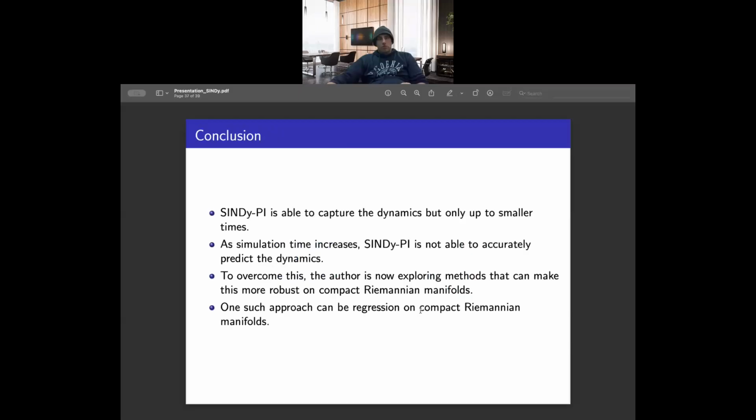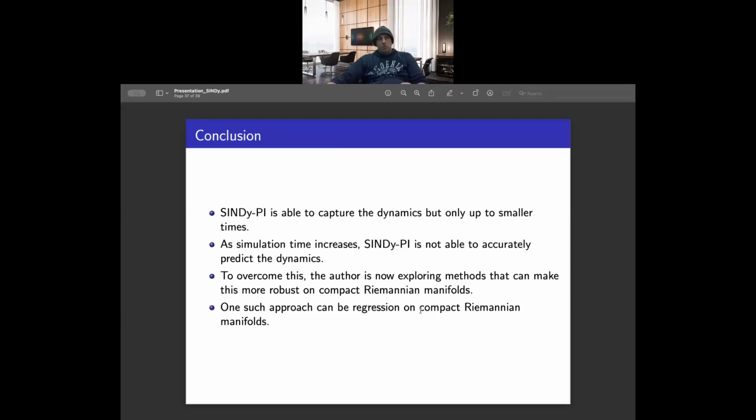And what I am feeling now is that because SINDy-PI is not able to capture the dynamics in the presence of noise, we might have to use the regression on these compact manifolds. The issue is that if you have the data on the manifolds, when you are doing the regression, you are not taking into account the curvature of the manifold. I guess that would be the next step: do the regression on the manifolds, and then try to move back so as to capture the dynamics.